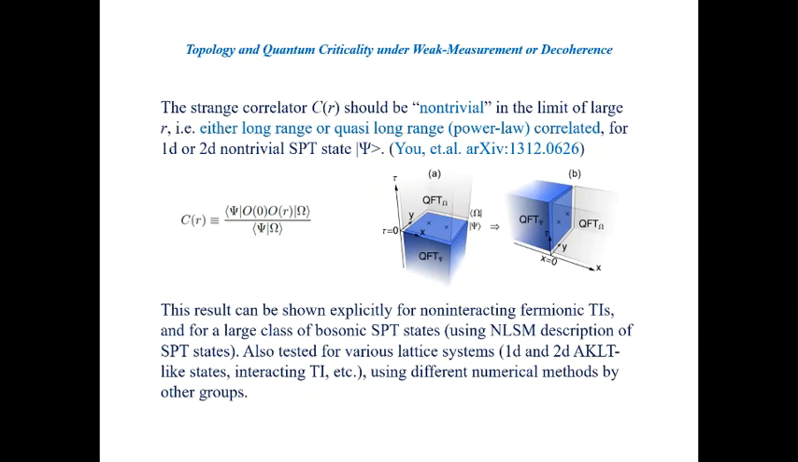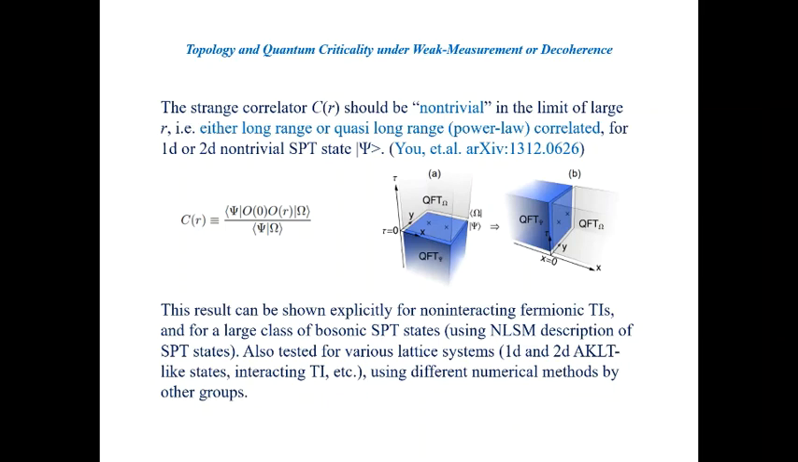So this is the prediction. To test this prediction, we need to take a generic wave function and do numerical simulation on it. But actually this prediction can be shown explicitly for non-interacting topological insulators, because for a non-interacting system, we can really write down the ground state wave function exactly. Then we can compute this and show it's a power law correlation.